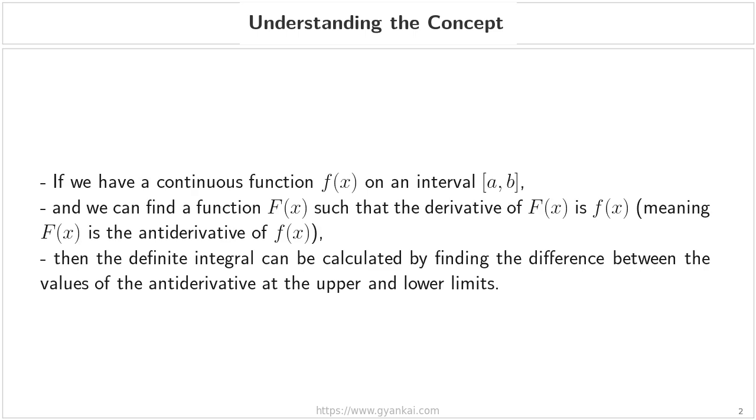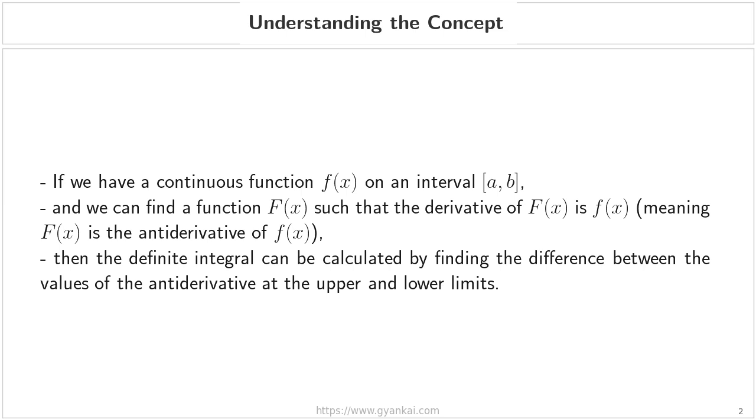Understanding the concept. Here, we're setting up the core idea. If we have a continuous function, which I'm writing as f of x, on a specific interval, which we denote as [a, b], and if we can find another function, let's call it capital F of x, such that the derivative of F of x is equal to our original function f of x, then F of x is what we call the antiderivative of f of x.